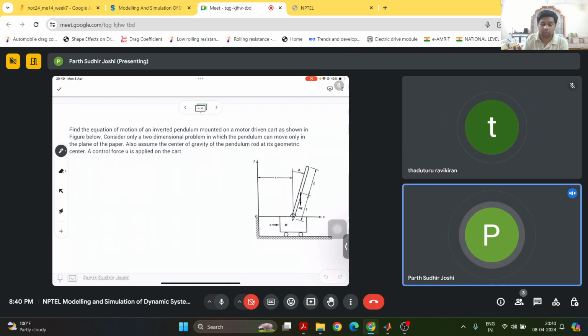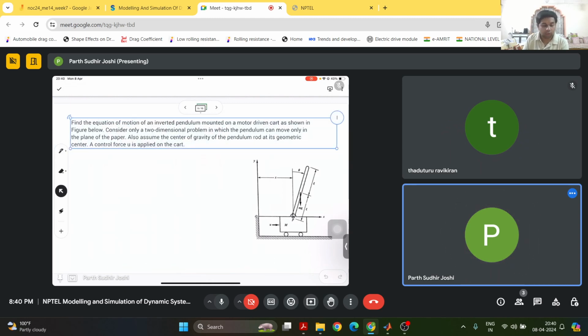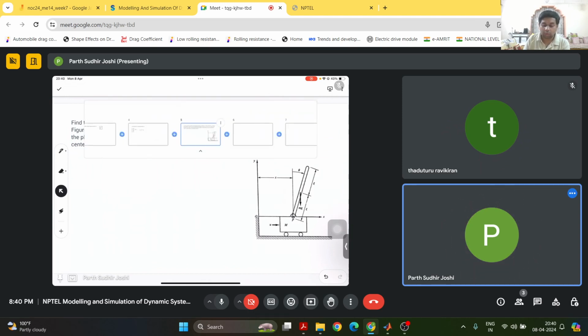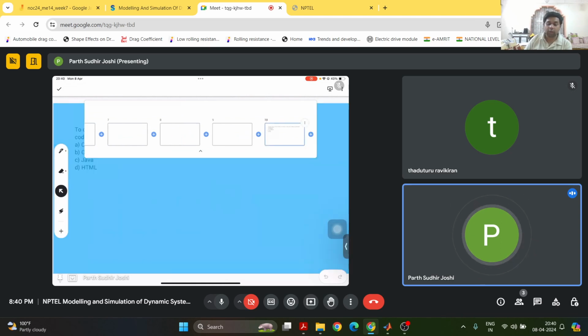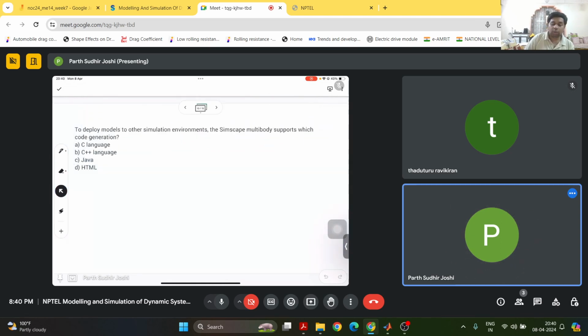I think this question may take some time to go through the derivation part. So let us keep this question for later, and we'll come back to it later. Let's just cover the simpler questions.